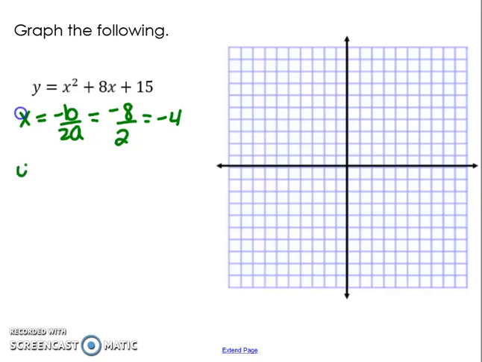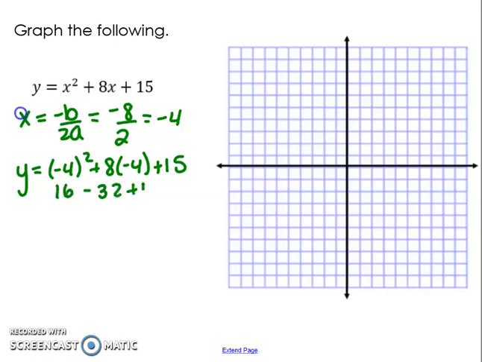Now that I have the x value, I'm going to plug it back in. So negative 4 squared plus 8 times negative 4 plus 15. Make sure that when you're squaring something, especially a negative, if you're putting it in the calculator, use your parentheses. So negative 4 squared is going to become a positive 16. Then we have minus 32 plus 15, which gives us negative 1. So we have our vertex. I'm going to write this down here, and that's the point negative 4, negative 1.